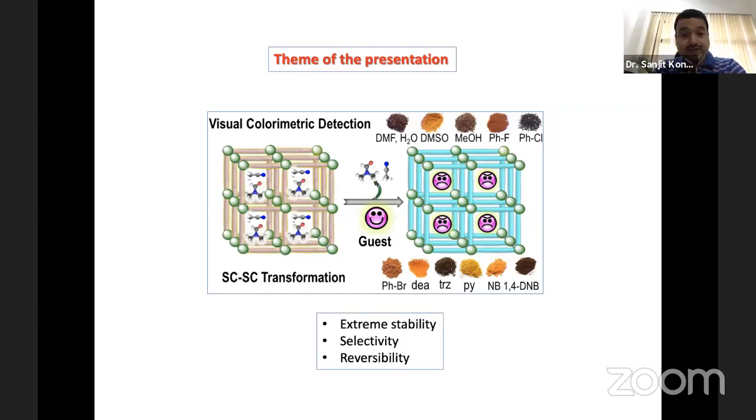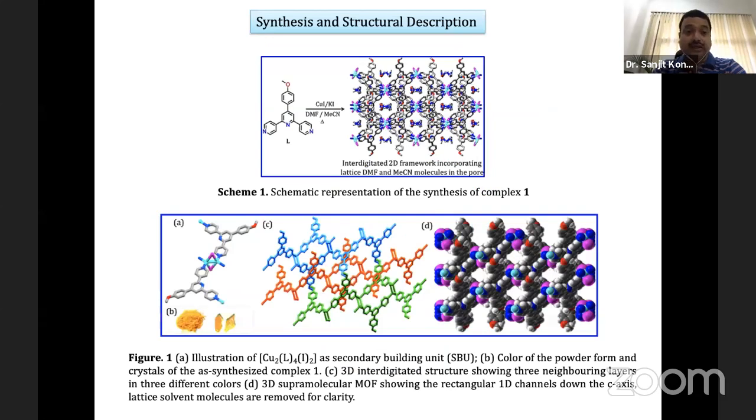Let me start with the actual molecule we prepared in our lab. We reacted cuprous iodide in the presence of potassium iodide with this V-shaped ligand. Why is it V-shaped? Because there are three nitrogens which can coordinate to the metal center. It's a very simple reaction. You cook them for a few days in the presence of dimethylformamide and acetonitrile, and you get a very nice framework structure. The framework is made of cuprous iodide. If you see this part, these are two copper centers.